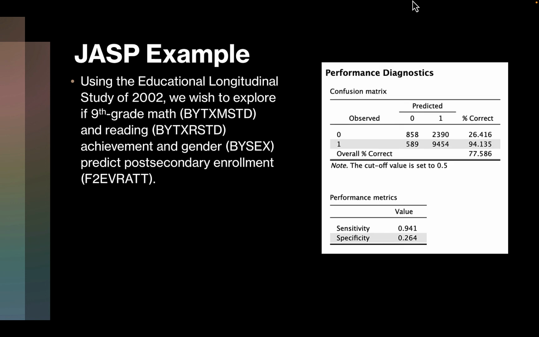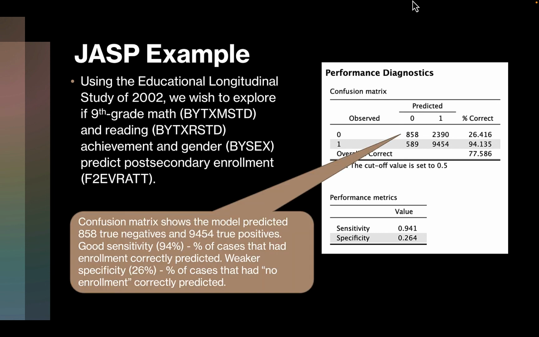All right, and then let's look a little bit at the performance diagnostics. We see the confusion matrix shows the model predicted 858 true negatives and 9,454 true positives. Sensitivity was 94%, and 94% is the percent of cases that had enrollment correctly predicted. And with specificity, we've got 26.4%, and that's the percent of cases that had no enrollment correctly predicted.